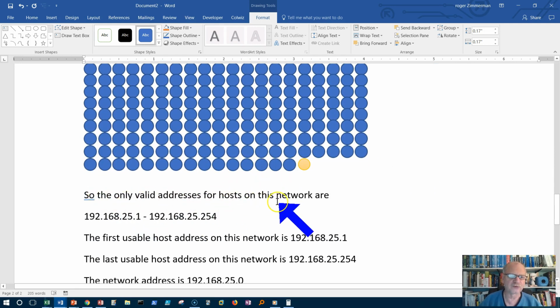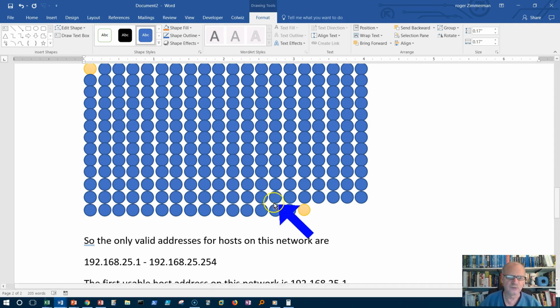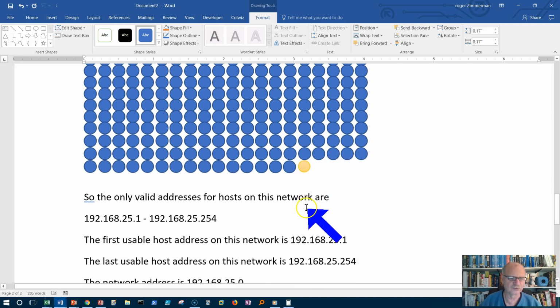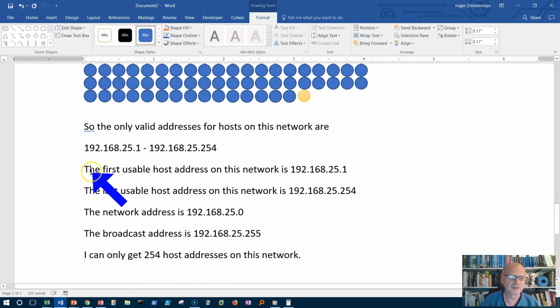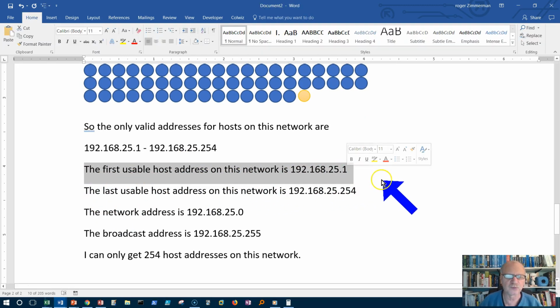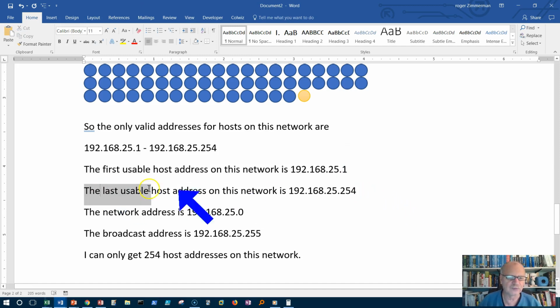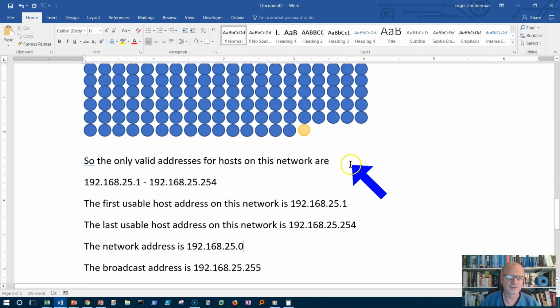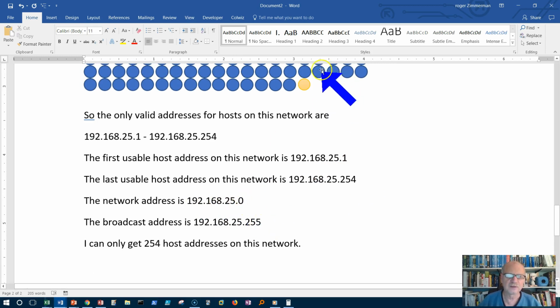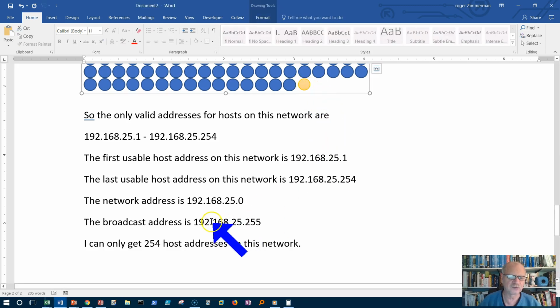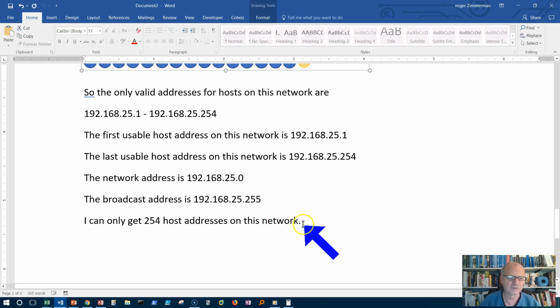So now the only valid addresses I have are this one here, .1, to this one here, the .254, because the .0 and the .255 are used up by the network address and the broadcast address. So I can't use those. So I would say that the first usable host address on this network is 192.168.25.1. The last usable host address is 192.168.25.254, this one here. The network address, this one right here, is 192.168.25.0. And then this one here is the broadcast address, 192.168.25.255.